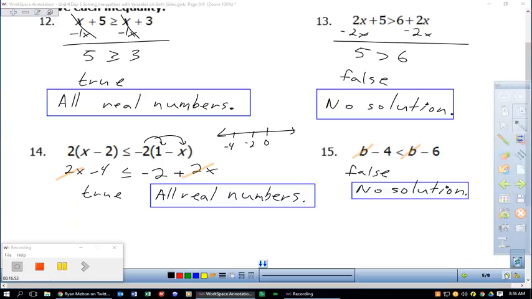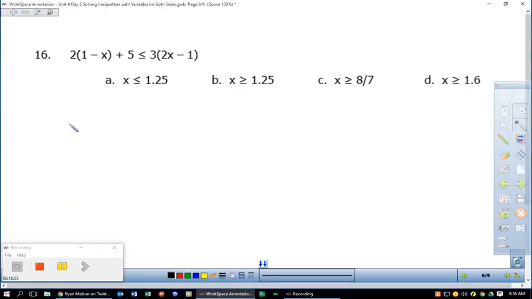For those? Okay. Number 16. This, I will agree, there's not a whole lot of space here. Okay, so let's go ahead and distribute. That's going to be 2x, 2 minus 2x, plus 5. If you need more space in your assignment, I'll get you some paper. But 6x less than or equal to 6x minus 3.